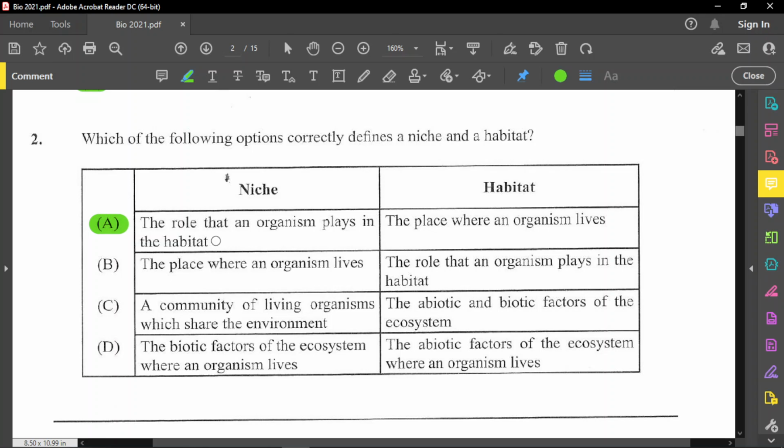But what I want you to do is to read through all the other options to ensure that the selected answer, or the answer that you have in mind, is absolutely the correct one, because sometimes answers can be really close. B says the place where an organism lives for niche, which is not true. C says in a community of living organisms, which is not true at all. And D is talking about the biotic factors of the ecosystem where an organism lives, which is not true for niche at all. All right, so definitely A will be our correct answer.